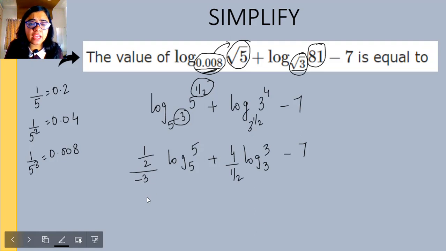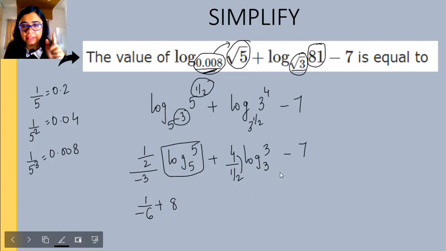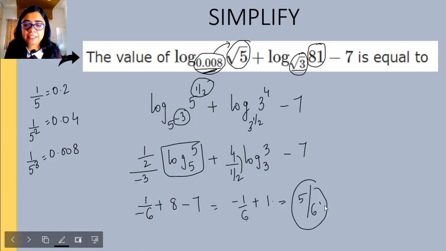Okay? What will happen here? 1 upon minus 6, 5 to the base 5, this will become 1, plus this 2 and 4 will get multiplied, it will become 8, and 3 to the base 3 will become 1, minus 7. So this will give you minus 1 by 6, plus 8 minus 1 is 7. So finally you will have 6 ones are 6 minus 1, which is 5 by 6. That is your answer. Okay?